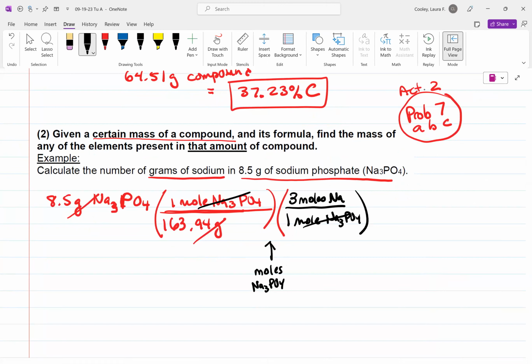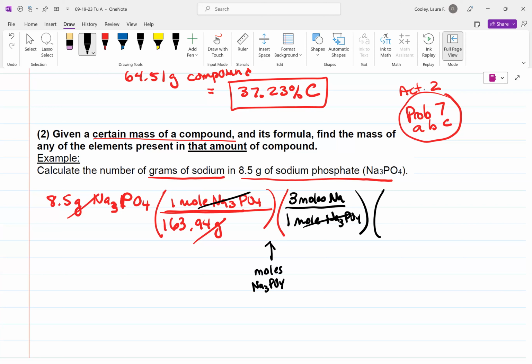Another thing I want to point out: you're really all beginners. People are tempted to just write 1 mole on top here instead of moles of sodium phosphate, and to write 3 moles to 1 mole without labeling it. But at this stage in the game, you really should label it, because you don't really know what you're talking about if you haven't labeled it.